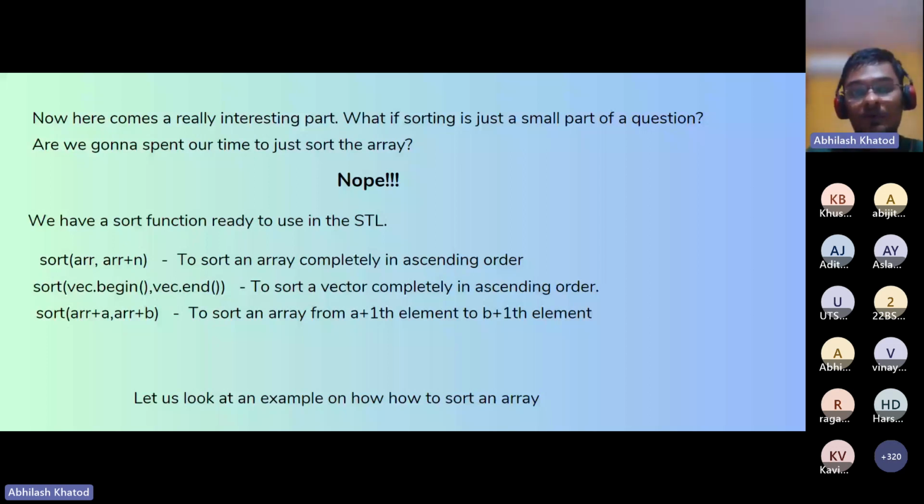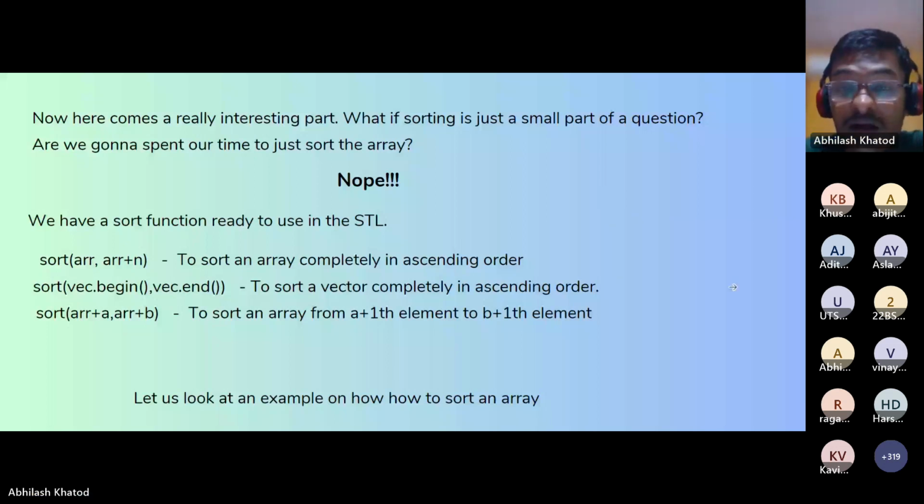Similarly, suppose a vector is given. How will we sort it? We won't write n or a or b. What we can do is sort(vec dot begin, vec dot end), meaning from where the vector starts till the vector ends. It will completely sort the array in ascending order. Guys, note that I am always saying that this function sorts in ascending order. I have never said you can just change it to descending order. We'll see that later, but for now just remember that it sorts in ascending order.